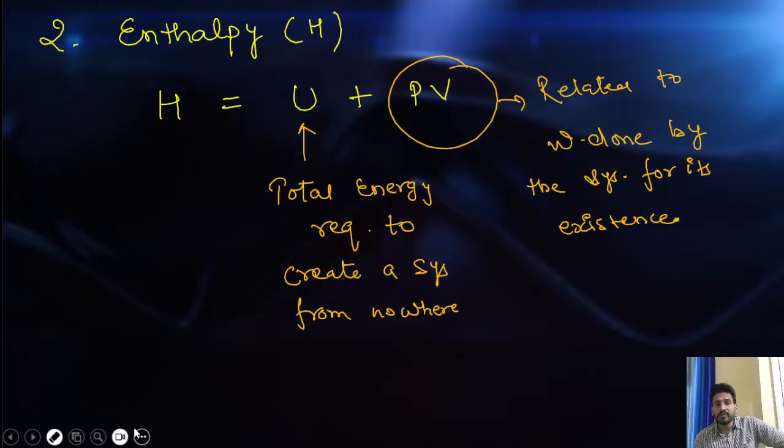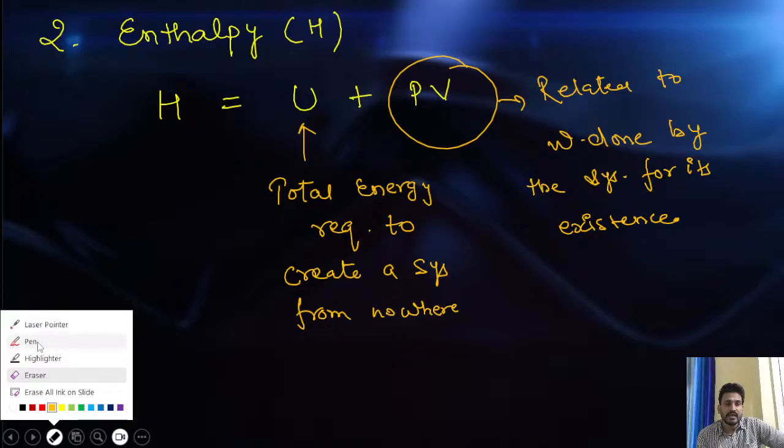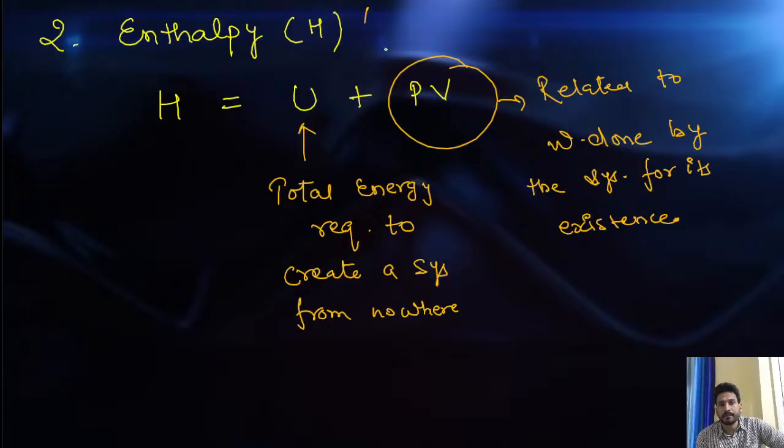So H is equal to U plus PV. U is nothing but the total energy required to create a system from nowhere. I will tell you the detail also, and I will tell you the PV also. This is the enthalpy. So just remember it, definition wise. Enthalpy is nothing but the maximum work.